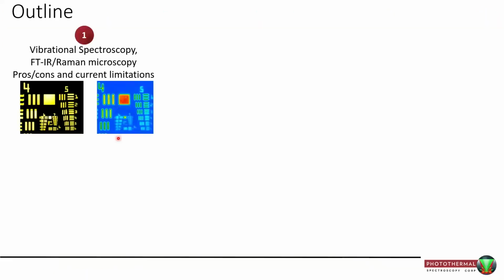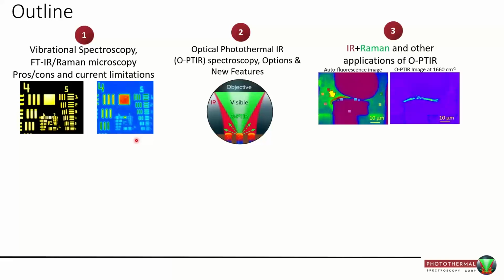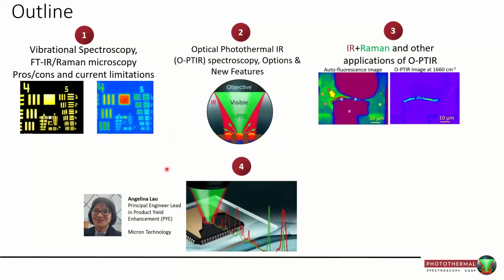So the outline today: I'll start off with some pros and cons and just a general landscape of infrared and Raman microscopy, and even some other commonly used failure analysis techniques. I'll then introduce to you how OPTIR works, some of its new options, some of its new features, and how it overcomes a lot of those challenges in that first section. I'll then take you through a number of industrial failure analysis applications, before I hand over to Angelina in the second half. And she can then talk you through two interesting case studies or examples that she's used this tool for in her line of work at Micron Technologies.